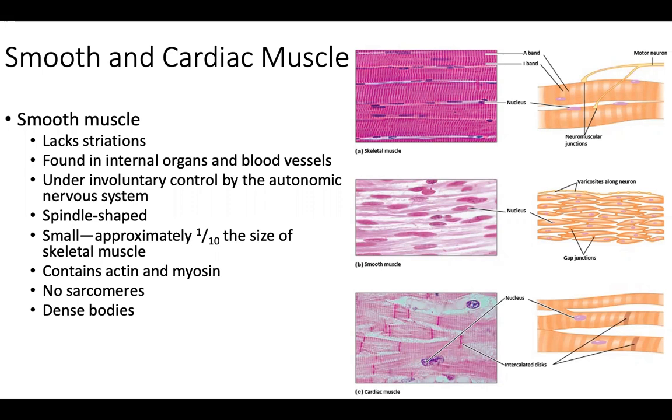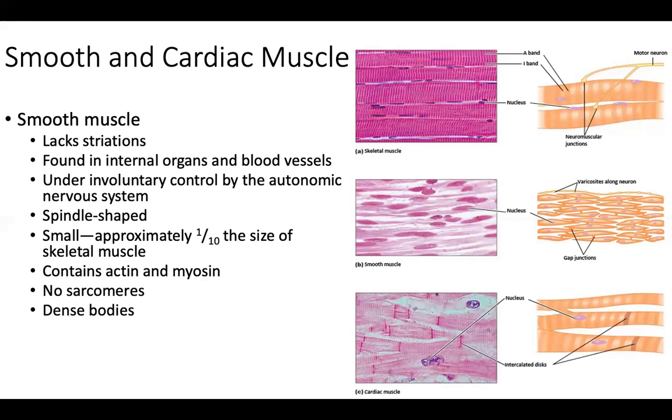Smooth muscle lacks striations, hence the term smooth. It's found in internal organs. It's found in all of our blood vessels. It's in the uterus. It's in the bladder. It's in the GI tract. It's pretty much everywhere we have hollow visceral organs.